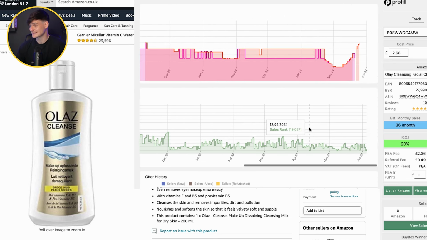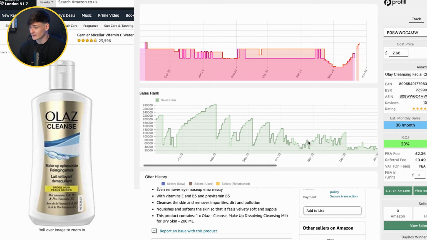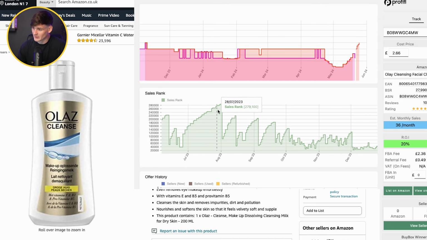Now, the next thing we're looking at is the sales rank graph. As mentioned before, this is important because it indicates sales. The way we look at this is that drops typically indicate sales. That's not an exact science, but if you see lots of movement in a line, it means it's definitely selling.